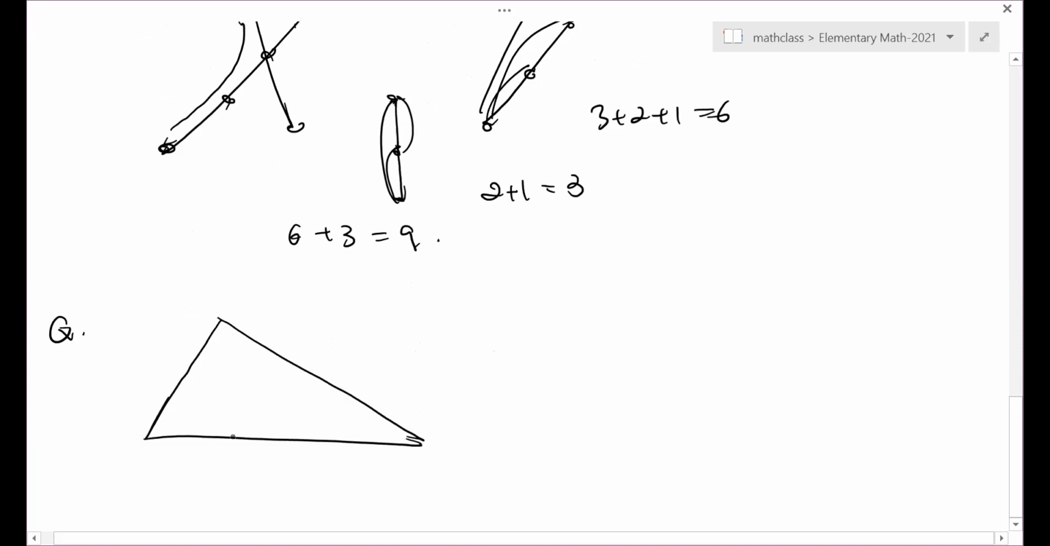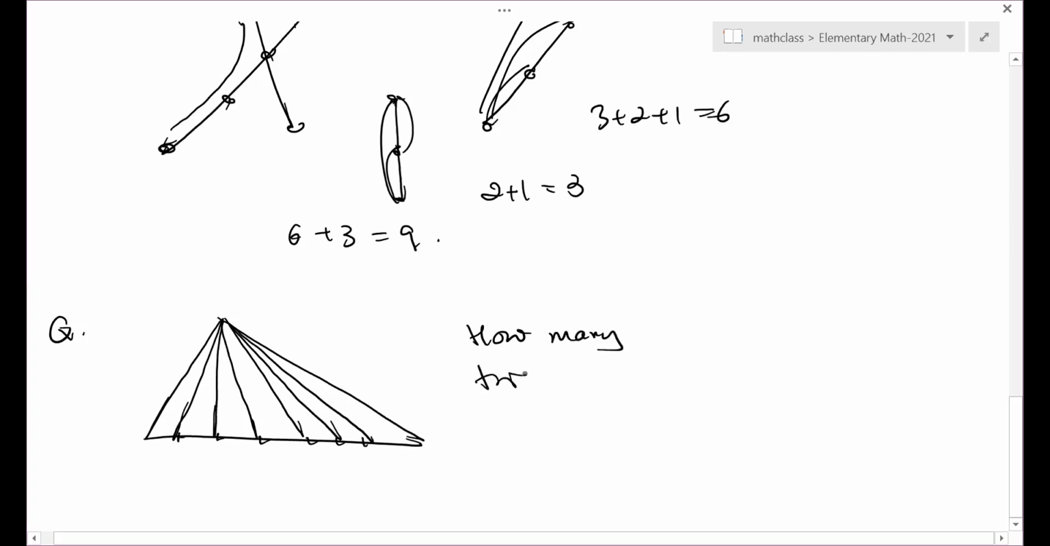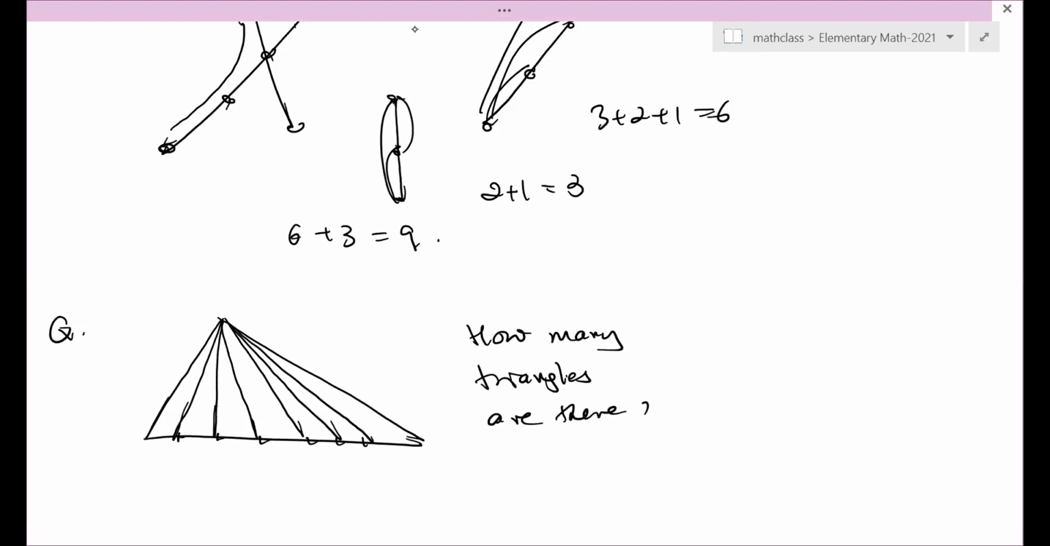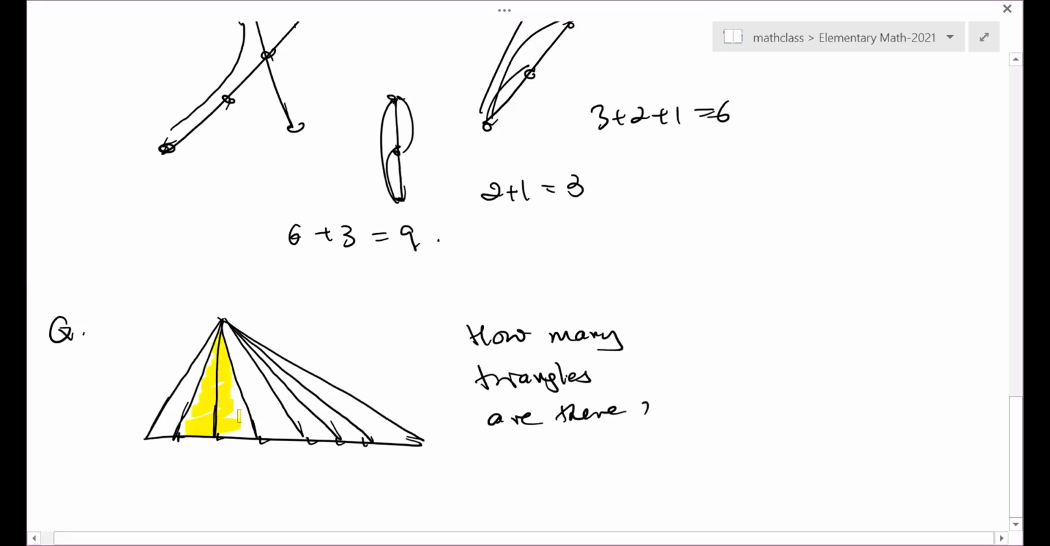For example, if you choose 1, 2, 3, 4, 5, 6, so you draw lots of lines here. Then you get many triangles. Okay, so the question is, how many triangles are there? A typical triangle, I'm going to color it. It could be something like that. All right, so this is one triangle. Okay. Now, how do you count that?